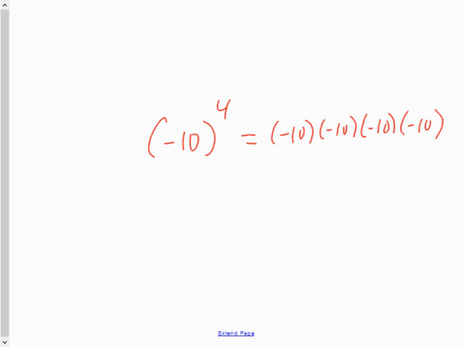Question 13 says negative 10 to the 4th, evaluate it. Well, that would be negative 10 times negative 10 times negative 10 times negative 10. We know that when we have a negative base to an even exponent, our answer is going to be positive. So 10, 100, 1,000, 10,000. Our answer is positive 10,000. Sometimes it's easier just to write your 1 and then write this many zeros, and you get the answer a lot easier.